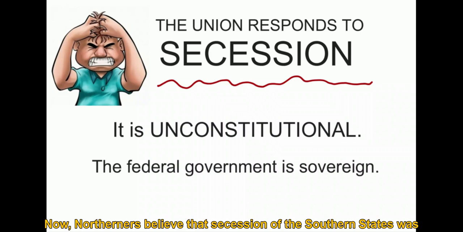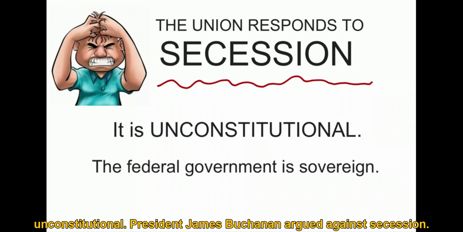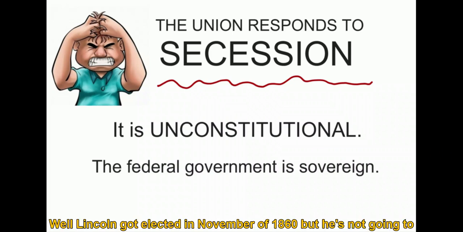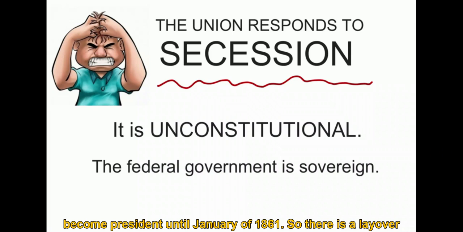Now, Northerners believed that secession of the Southern states was unconstitutional. President James Buchanan argued against secession. Now, you might be saying, wait a minute, President James Buchanan? I thought it was President Lincoln. Well, Lincoln got elected in November of 1860, but he's not going to become president until January of 1861. So there is a layover, and at this particular point, James Buchanan is still president.